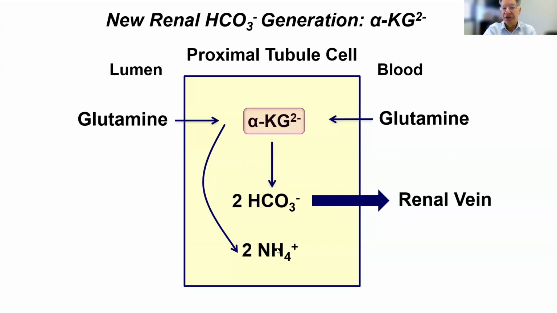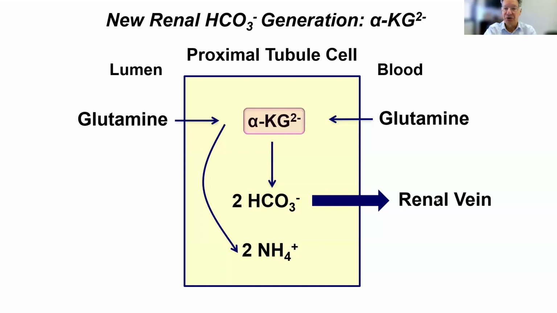And why do we care about the ammonium that's also made in this reaction? This is actually the source of most of the ammonia that ends up in your urine. It's mostly coming from glutamine metabolism. But you have to realize that in that process was also the generation of 2 bicarbonate ions that were not present in the glomerular filtrate. That's new bicarbonate which is being generated. So this bicarbonate then gets into the renal vein.